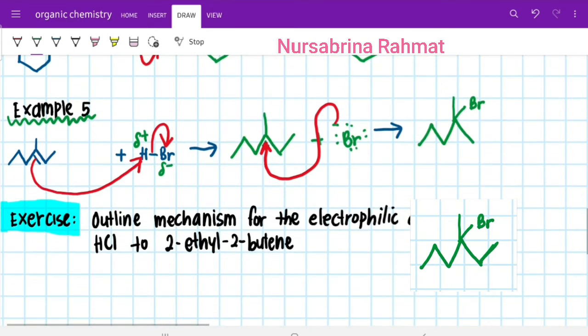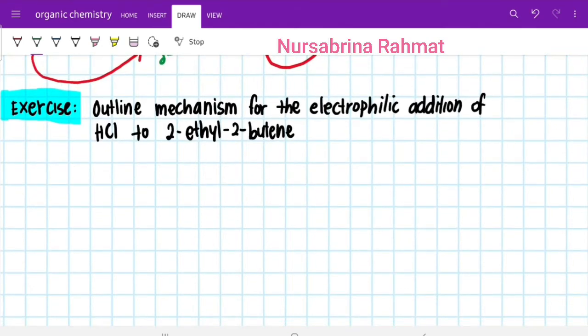Okay, so I'm going to leave you with an exercise where you need to outline a mechanism for the electrophilic addition of hydrogen chloride to 2-ethyl-2-butene. Let me guide you with the structural formula of 2-ethyl-2-butene. So butene is 4 carbons, 1, 2, 3, 4, and we have a carbon-carbon double bond at carbon number 2, so here is your double bond, and at carbon number 2 you have an ethyl group, so CH2CH3. So try to work out the reaction mechanism for electrophilic addition of hydrogen chloride to this compound.